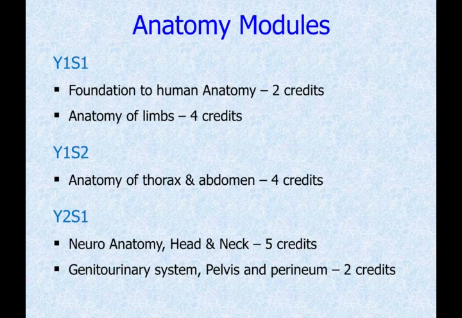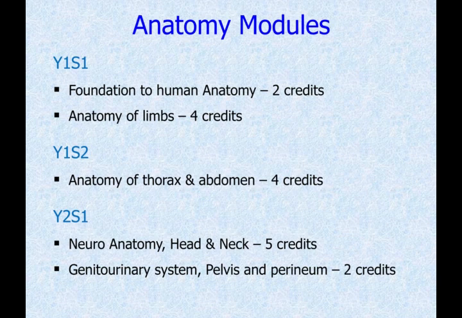Here at Peradeniya, we have a module-based curriculum. These are the anatomy modules that you will learn during the 3 semesters of your work with us. A semester is a 6-month period. In year 1, semester 1, you have two modules. First is Foundation to Human Anatomy, where you will learn the basic genetics and general embryology, the basic tissues and microscopy, which is a 2-credit module. Then you have the Anatomy of Limbs, where you will learn the upper limb and lower limb in the first semester itself, which is a 4-credit module.